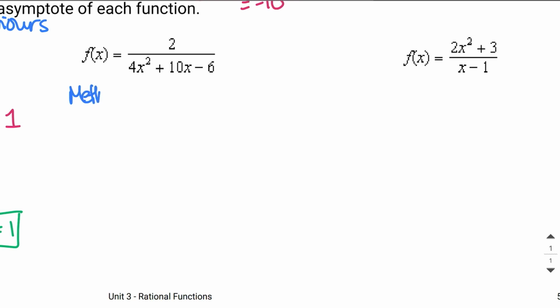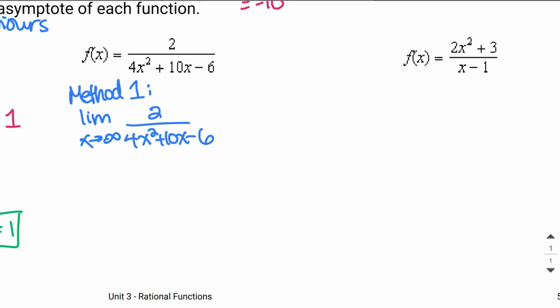So in our first method right here, we're going to look at the limit as x approaches infinity. So here, it's going to be the limit of 2 over 4x squared plus 10x minus 6. When we look at this, 2 means nothing when we're squaring huge numbers. 10x means nothing. This minus 6 means nothing. But even though the 2 means nothing, I'm still going to put it there just as a placeholder. So we get 2 over 4x squared. This stuff right here doesn't matter. So then I end up getting 1 over 2x squared.